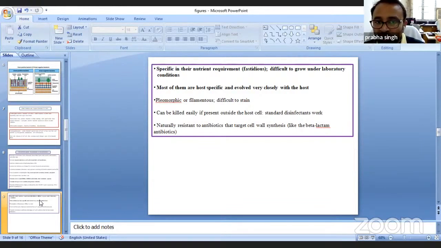They are pleomorphic और filamentous. Pleomorphic means they have irregular shape क्योंकि उनके पास सेल वॉल एब्सेंट है. In some cases they are filamentous also. Like in the case of spiroplasma, they have a spiral shape, right? And they are difficult to stain because they lack cell wall. They can be killed easily if present outside the host cell through the standard disinfectant. And they are naturally resistant to antibiotics that target cell wall synthesis.